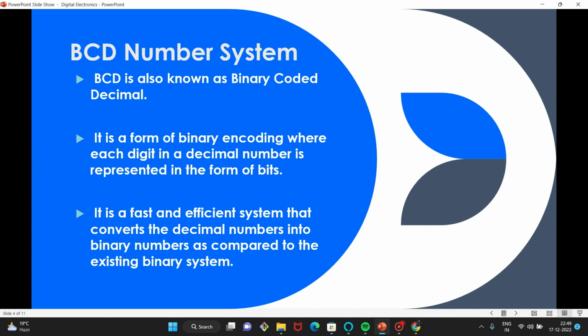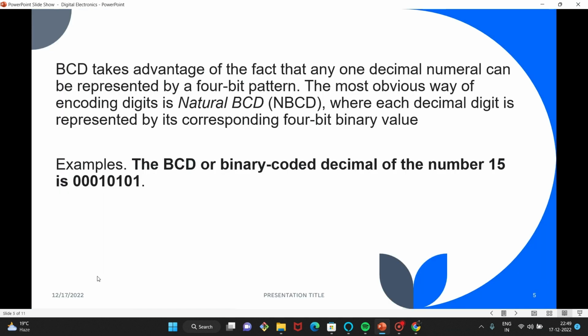In computing and electronic circuits, binary coded decimal is a class of encoding, and it is usually for 4 or 8 bits. It basically takes advantage of the fact that any one of the numerical digits can be represented by a 4-bit pattern. The most obvious way of encoding a digit is natural BCD, where each digit is represented by the corresponding 4-bit binary value. Here we take an example of the BCD or binary coded decimal of 15, which is 0001.